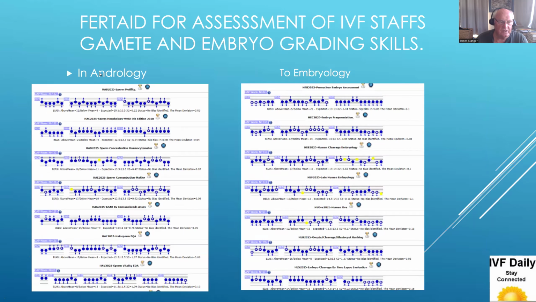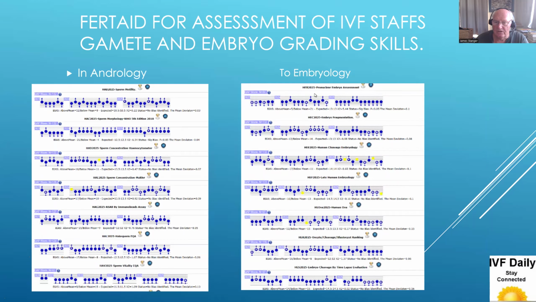So basically, there's a scheme for andrology. These are for motility, morphology, concentration, using haemocytometer or by Makler, estimating anti-sperm antibodies by immunobeads, sperm DNA fragmentation by Halosperm, and estimate of sperm vitality.